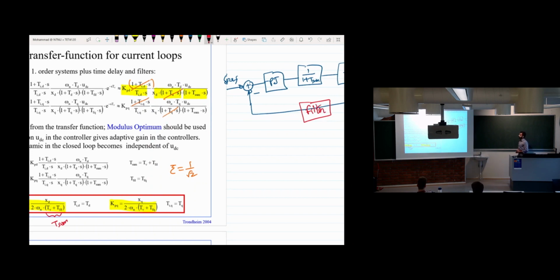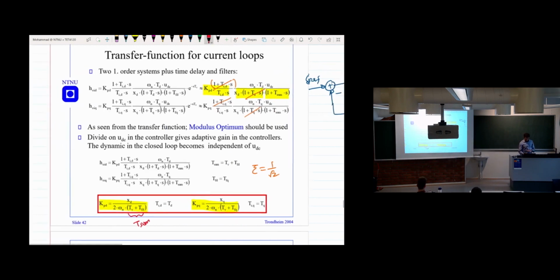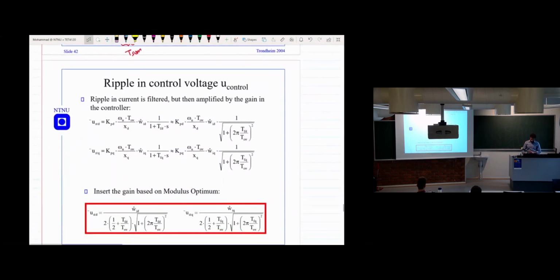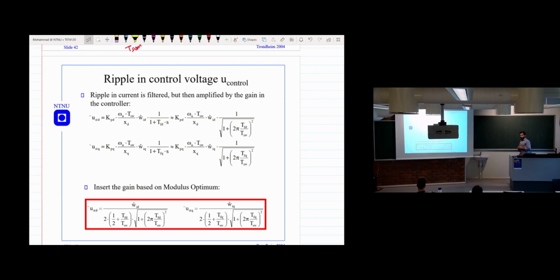And then you have to find the filter time constant. If you remember how we determine the filter time constant, we check the modulation, we check the voltage and the ripple voltage for the full bridge converter, and we see that for the D-axis and the Q-axis, the ripple voltage we can represent like this equation.